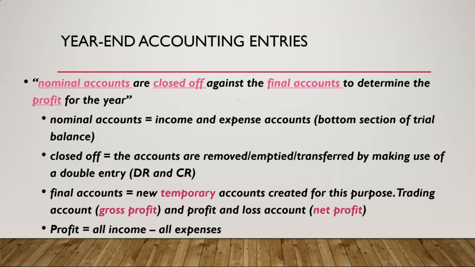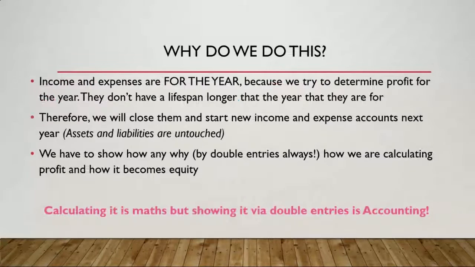And the two accounts are your trading account, which is used to calculate the gross profit, and your profit and loss account, which is used to calculate your net profit. Now, your profit is all of your income less all of your expenses, which gives you your net profit. Whereas your gross profit, again, is your net sales less your cost of sales, which will give you a gross profit.